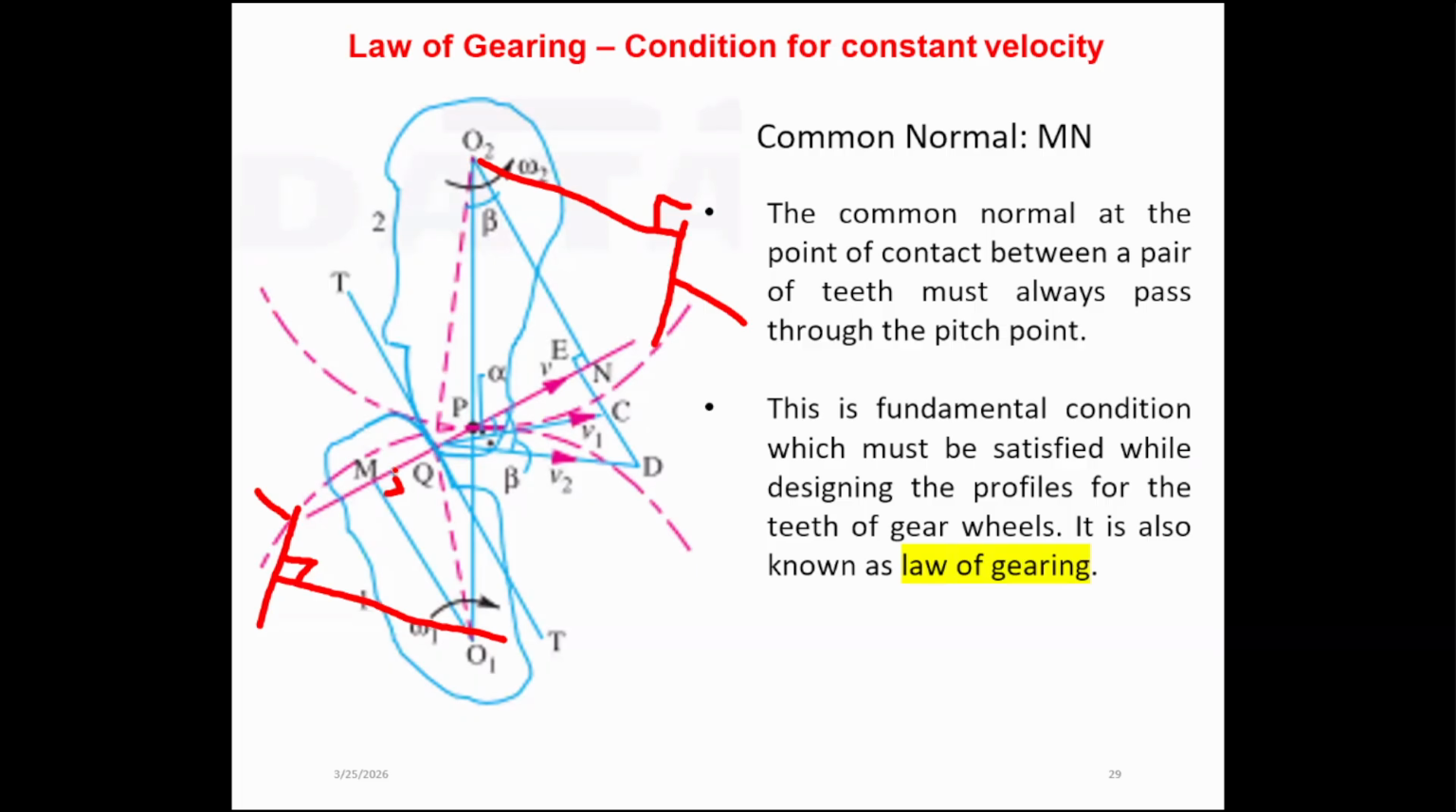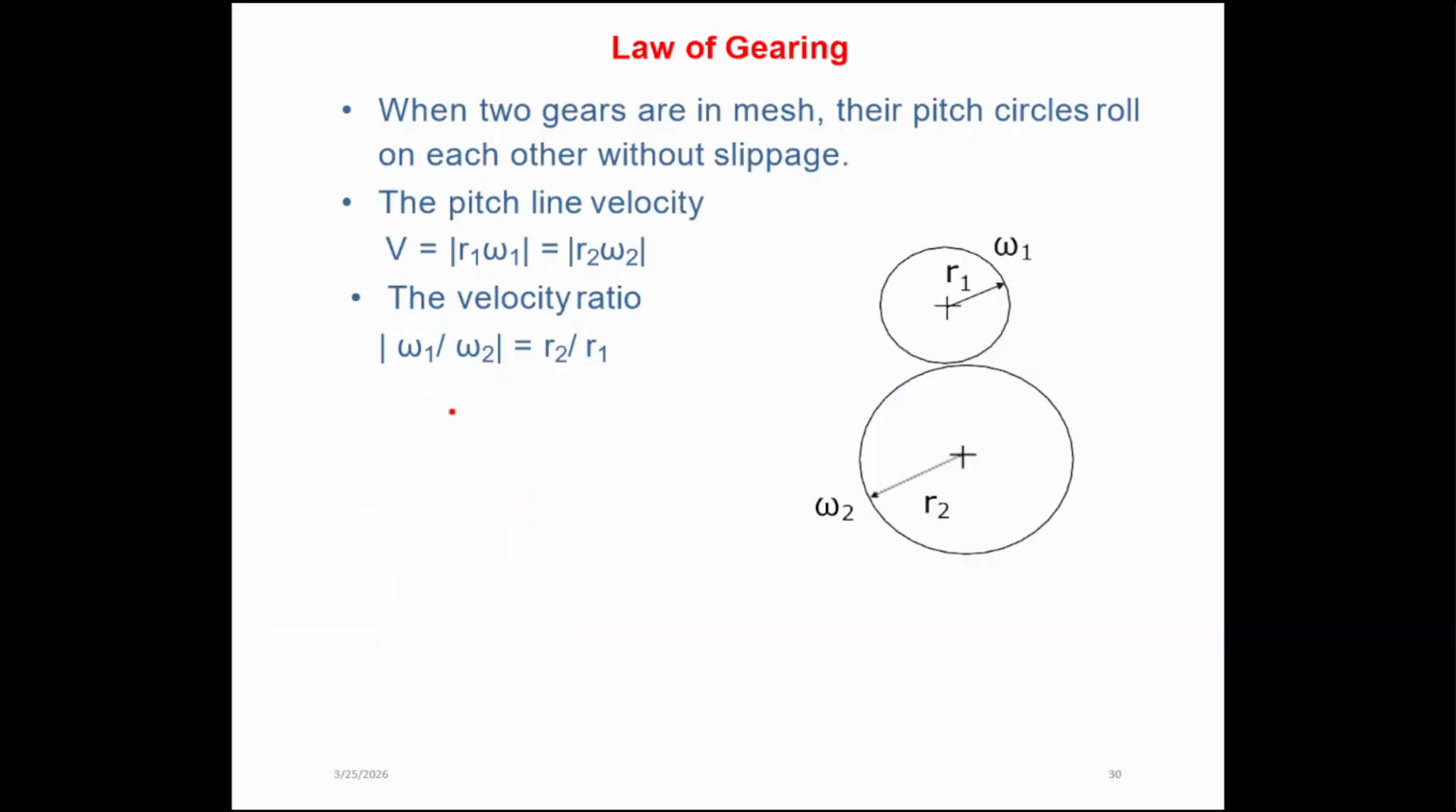So there are three scenarios, right? It should be a common normal, which should pass through the contact point. Then it will pass through the pitch point, right? So hope you got some idea, right? This is only for your knowledge.